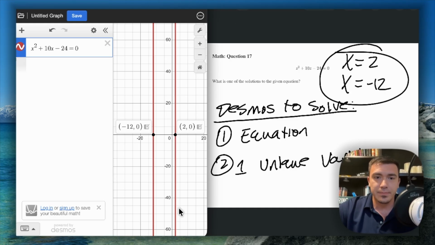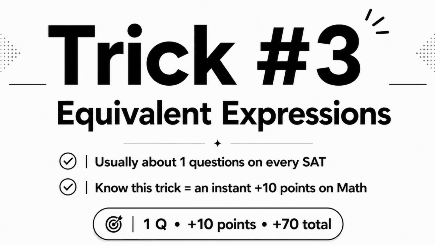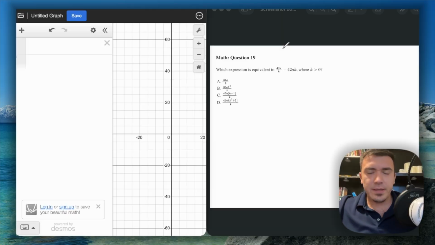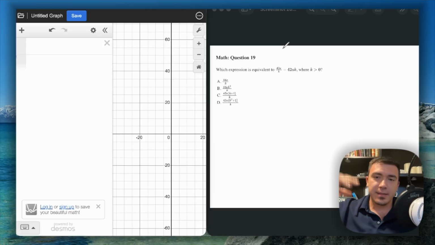The third trick is going to be on equivalent expressions. There's usually about 1 of these every test. So if you learn this trick, that's an instant extra 10 points. And now we're at 70 total extra points.